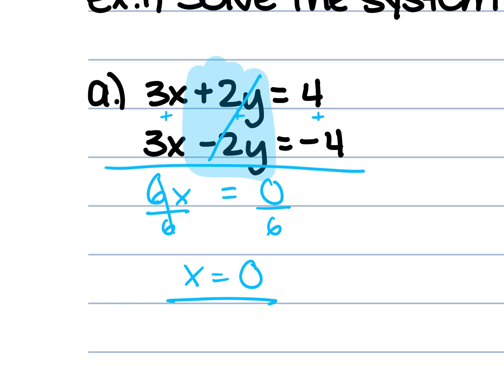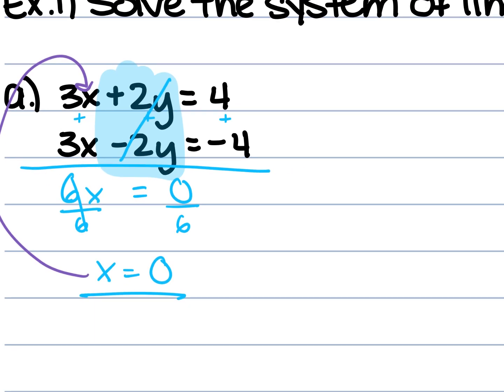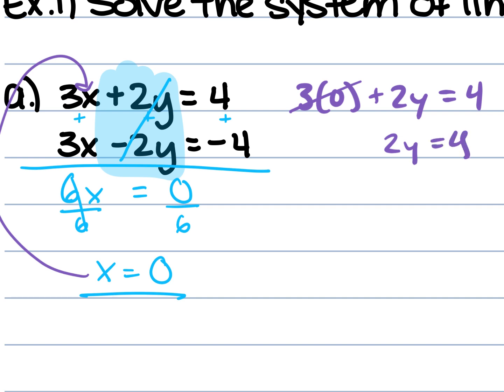How would I find y? Plug it in. Do you want to plug it into the first equation or the second? Sure. We can plug it into the first. It doesn't matter. You'll end up with the same answer. Just make sure you do the work right. So we're plugging it into x. So we have 3 times 0 plus 2y is equal to 4. What's 3 times 0? 0. So it's just 2y is equal to 4.